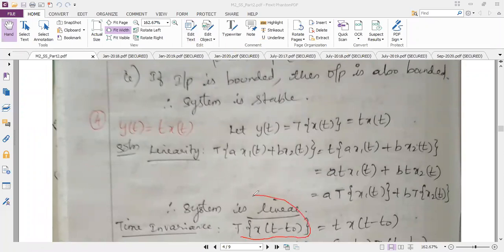Now for the time invariance, without moving the slide, can we just discuss how to find time invariance? See, the first step is T of x of t minus t naught. I have to write it. If I take the operation, then I have to just use minus t naught. Because I'm using operation T, how do I write my right hand side? My right hand side is, as per the question, t into x of t. So x of t minus t naught I will write. So this is my equation 1.